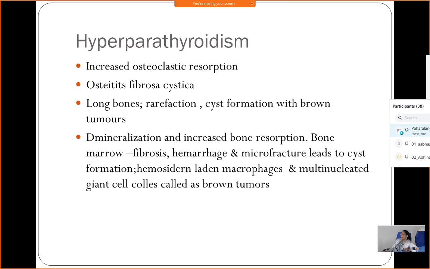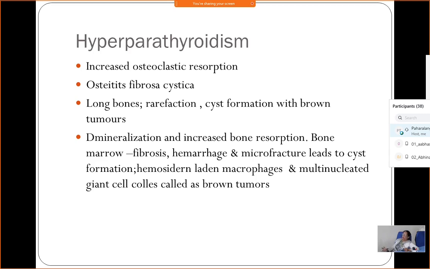So two things are happening. One is increased bone resorption, and second is demineralization. The bone marrow undergoes fibrosis and hemorrhage, and because of the microfracture it leads to cyst formation. Hemosiderin laden macrophages are formed because of the hemorrhage, and foreign body giant cells in the form of multinucleated giant cells also come in. So the whole picture becomes brownish in color and tumorous. That's why we call it a brown tumor.